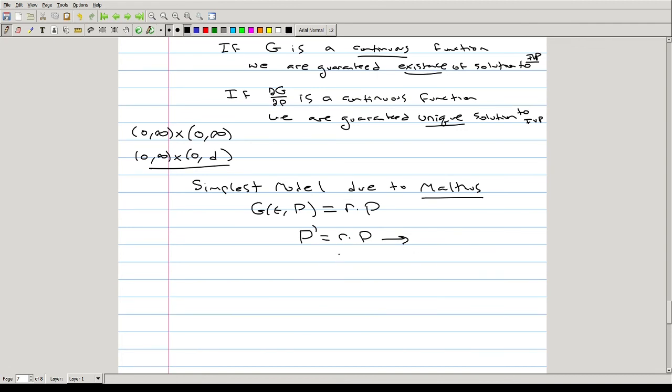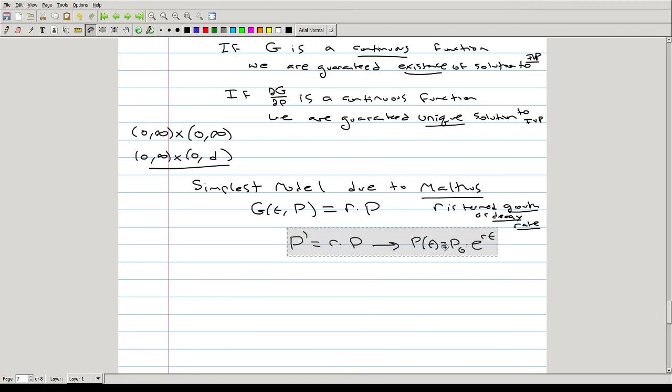When you go through and solve this, this is what's called a separable differential equation, which is one of your classifications from your previous ODEs course for first order ODEs. You can go through and integrate this and solve for p. You get that p of t is equal to the initial population times e to the r times t, where r is the growth rate. So r is sometimes termed the growth or decay rate, because if r is positive, then you have exponential growth, and if r is negative, then you have exponential decay.